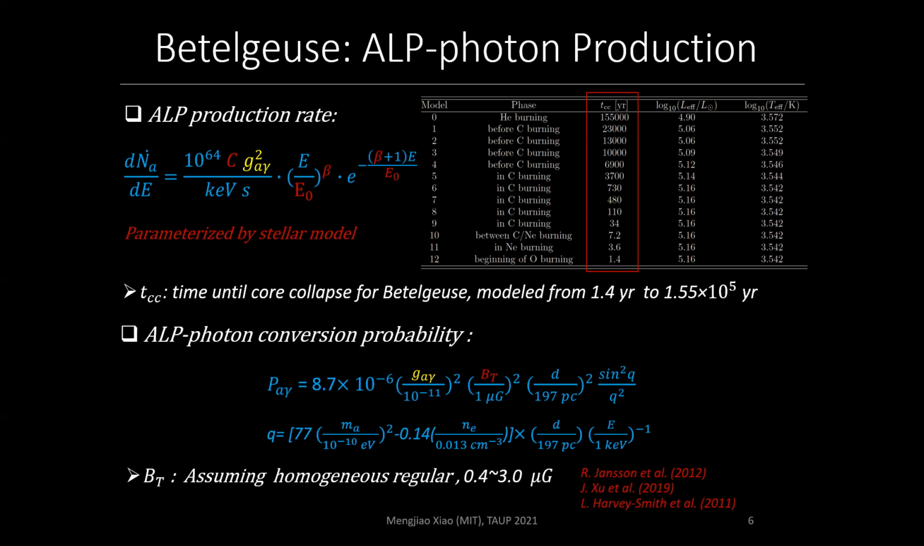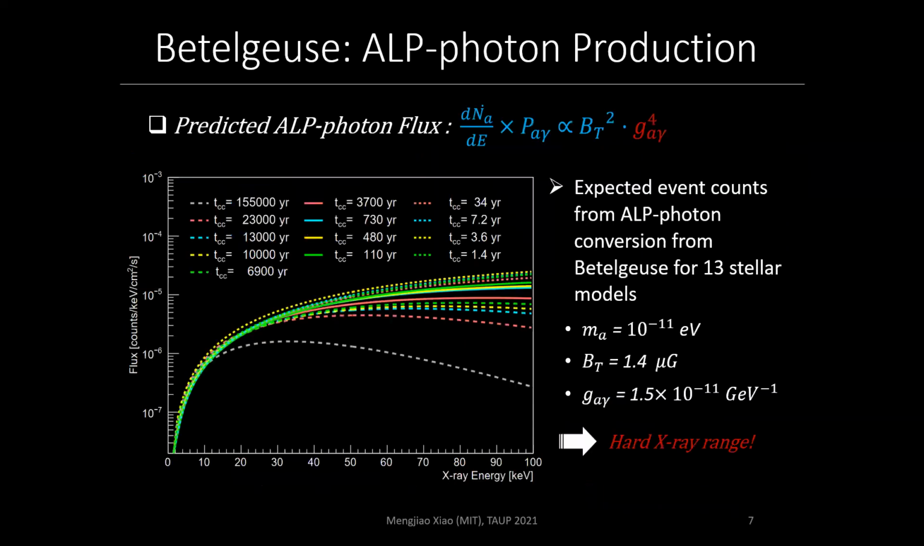In addition, the axion-photon conversion probability in an external magnetic field can be calculated with this. Here, we assume a homogeneous regular B field, and the B_T value is in the range of 0.4 to 3 microgauss. Combining the axion production rate and axion-photon conversion probability, we can now predict the axion-photon flux. It is proportional to the 2nd power of B_T and the 4th power of g_aγ.